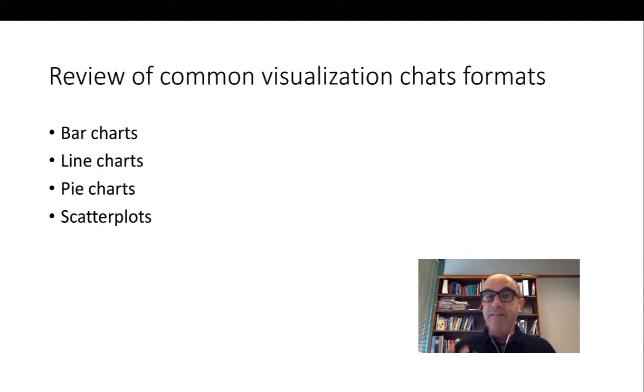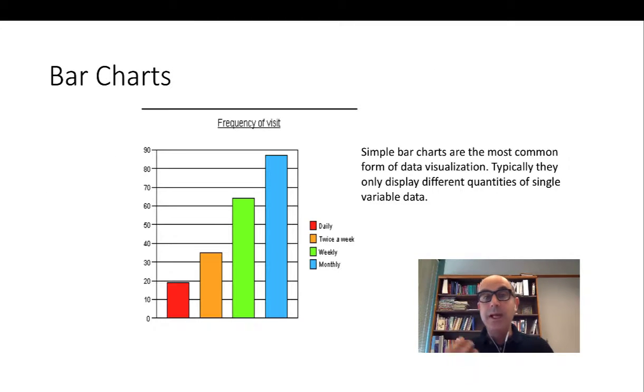But we also have formats that we usually associate with visual analytics. For example, bar chart, line chart, pie chart, and scatter plots. All of that is quite easy to produce if you are familiar with Excel. The simple bar chart is the most common type of visualization, and it usually displays different quantities of a single variable.